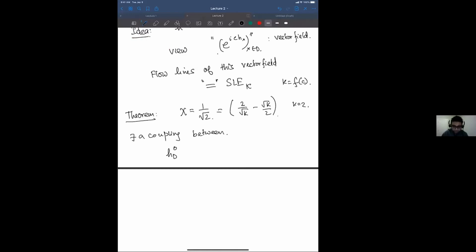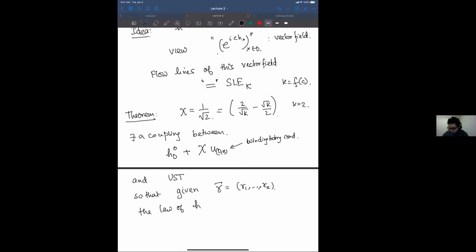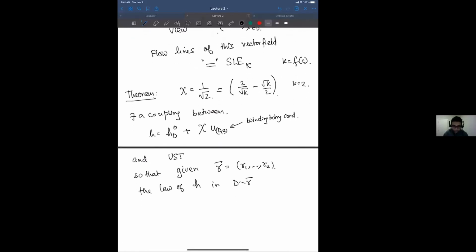between a zero boundary GFF in a domain D plus chi times the winding boundary condition, so it's a GFF plus winding boundary condition on the domain times chi, and the UST, so that the following holds: given a certain collection of branches gamma bar, the law of the field, let's say this is H, in D minus gamma bar is simply given by a zero boundary GFF in D minus gamma bar plus chi times the winding boundary condition in the slitted domain.